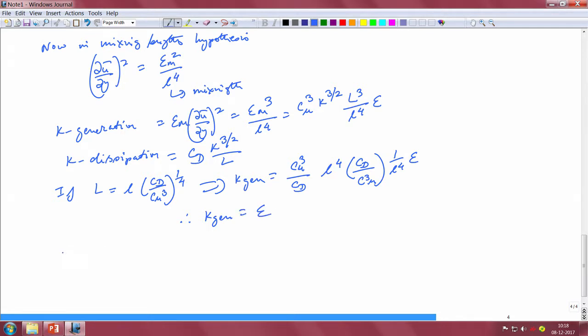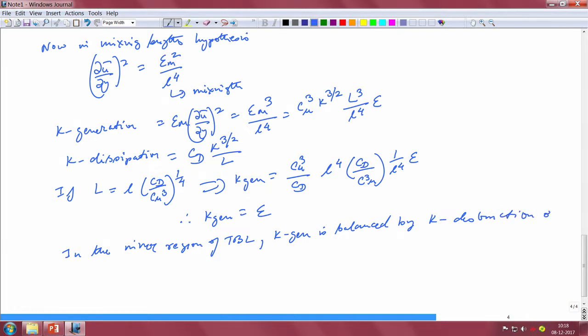So, in the inner region of turbulent boundary layer, if you recall what the inner region was, the K generation is balanced by K destruction or dissipation.